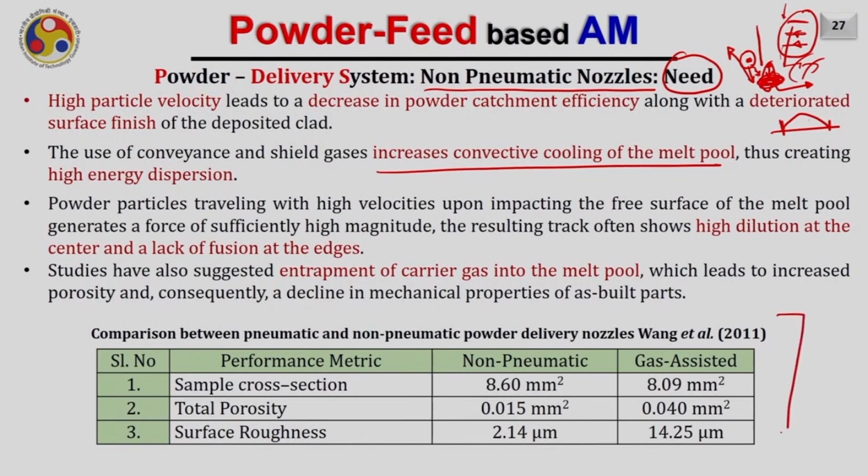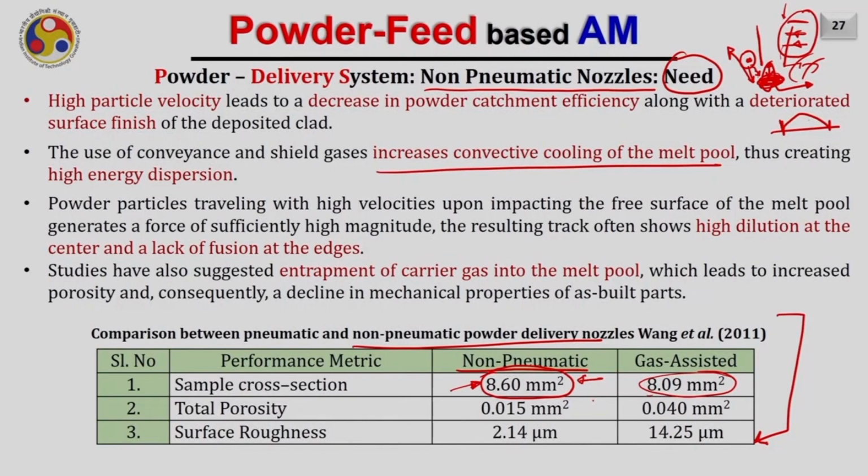This particular study by Wong et al. shows what happened if we use non-pneumatic powder delivery nozzles. For a non-pneumatic powder delivery nozzle, the sample cross section is having a better deposition rate with the same process parameters. That shows us the catchment efficiency of the process increases with the same process parameters. Here we are now able to deposit a cross section of 8.6 mm square, while in the case of gas assisted nozzles the deposited area is 8.09 mm square. So obviously the catchment efficiency is increasing in non-pneumatic systems.